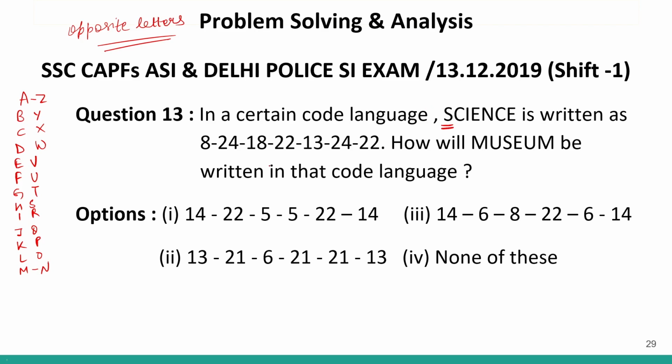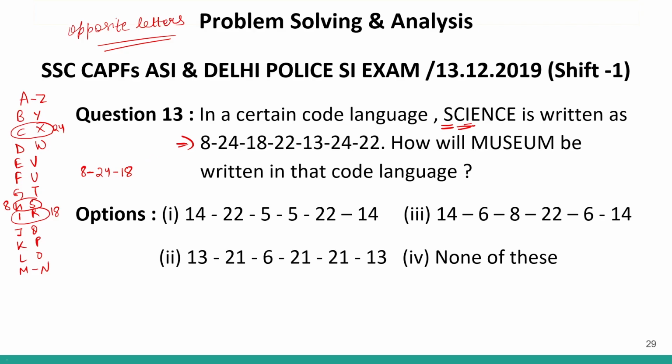Now if I look at S, the opposite word of S is H and the forward rank of H is 8. Then if I look at C, the opposite word of C is X and X's forward rank is 24. Then I, the opposite word of I is R. The rank of R is 18. So you can see we are forming the code now. What we have done is we have taken the opposite word and that code we are using.